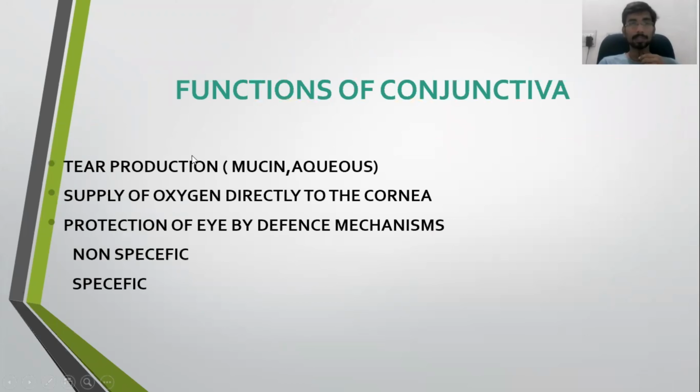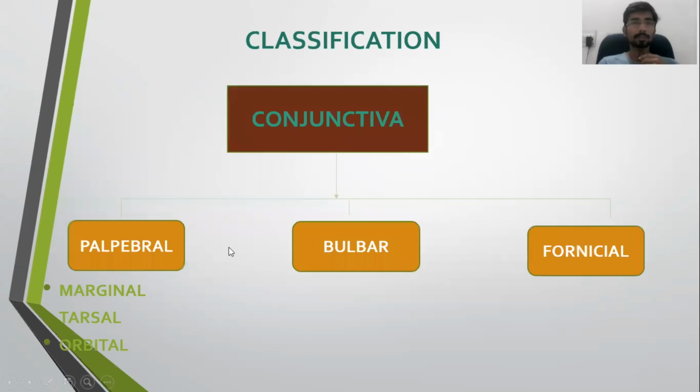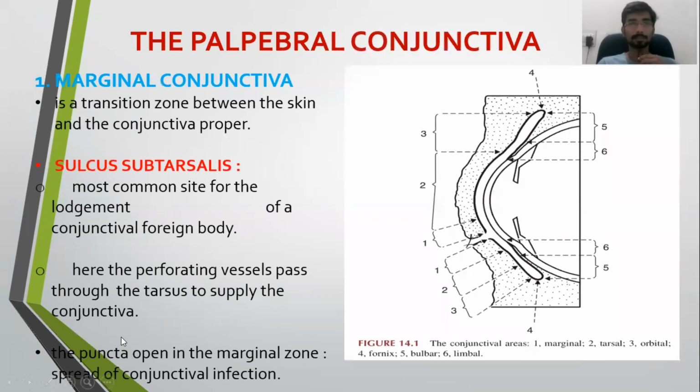So functions of conjunctiva is mainly tear production and supply of oxygen directly to the cornea via the conjunctiva, and protection of eye by the defense mechanism, non-specific and specific. So classification of conjunctiva into the palpebral, bulbar and fornical conjunctiva. Palpebral has marginal and tarsal and orbital parts.